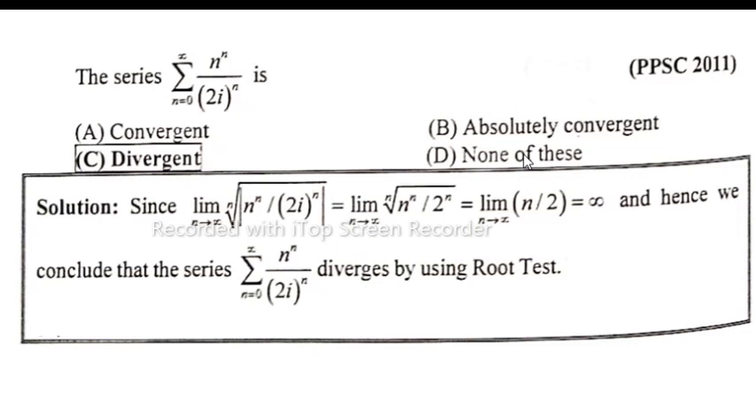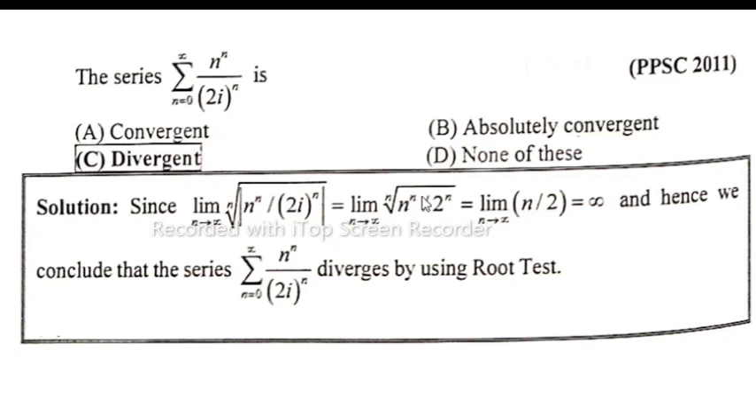In this lecture, I will solve Pakistan Public Service Commission 2011 MCQs, that is the series summation n equal to 0 to infinity of n power n divided by 2i power n. Solution: since limit n approaches infinity, nth root of n power n divided by 2i power n is equal to limit n approaches infinity, nth root of n power n divided by 2 power n, equal to limit n approaches infinity.